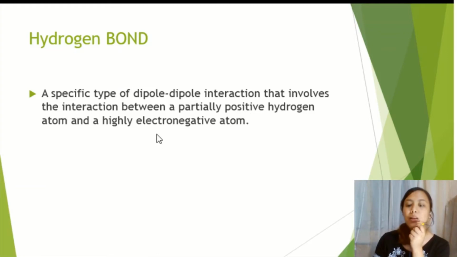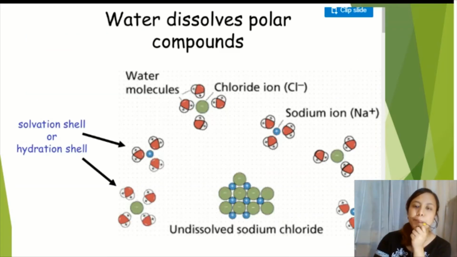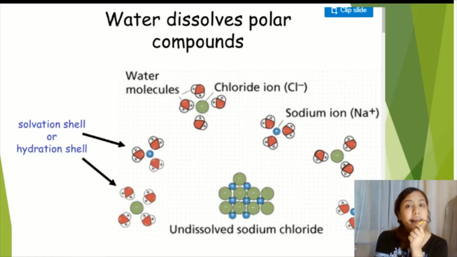So take note of your three highly electronegative atoms, the FON: fluorine, oxygen, and nitrogen. Okay? And let's proceed. The other characteristic of your water, as you already know, is that it is polar. So since it is polar, it dissolves mostly all polar compounds.